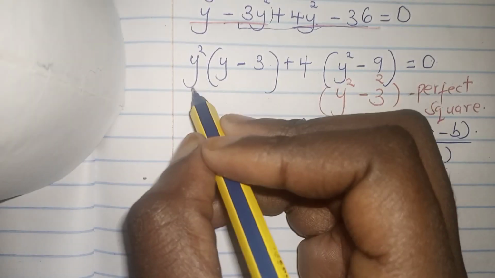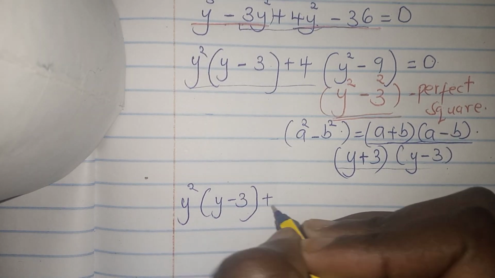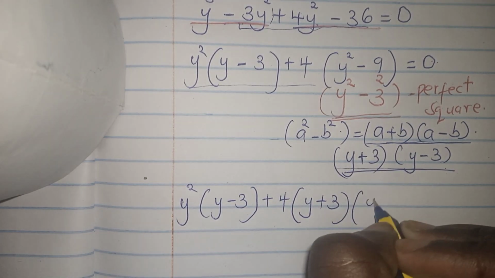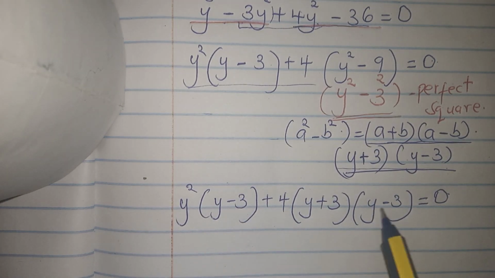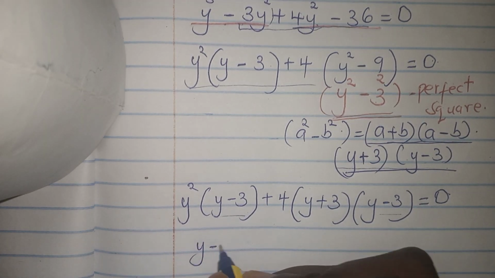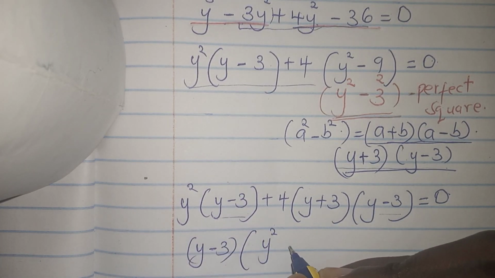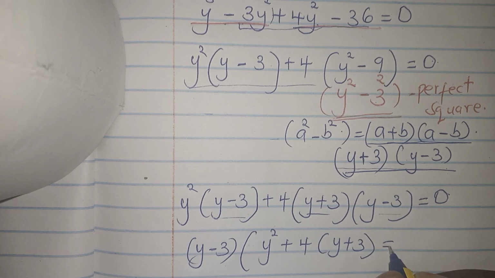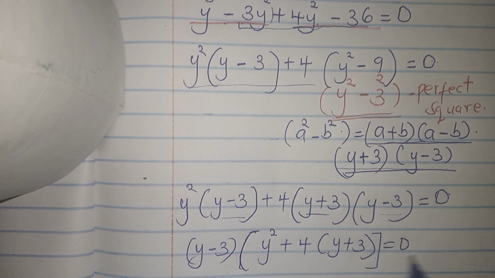So this becomes y squared into y minus 3, plus 4 into y plus 3, into y minus 3, is equal to 0, right? y minus 3 is common. We have it on this side and this side, so it's common. y minus 3, I'm factoring it out, into y squared, this y squared here, plus 4 into y plus 3, this one here, is equal to 0. So this is a bigger bracket equal to 0.